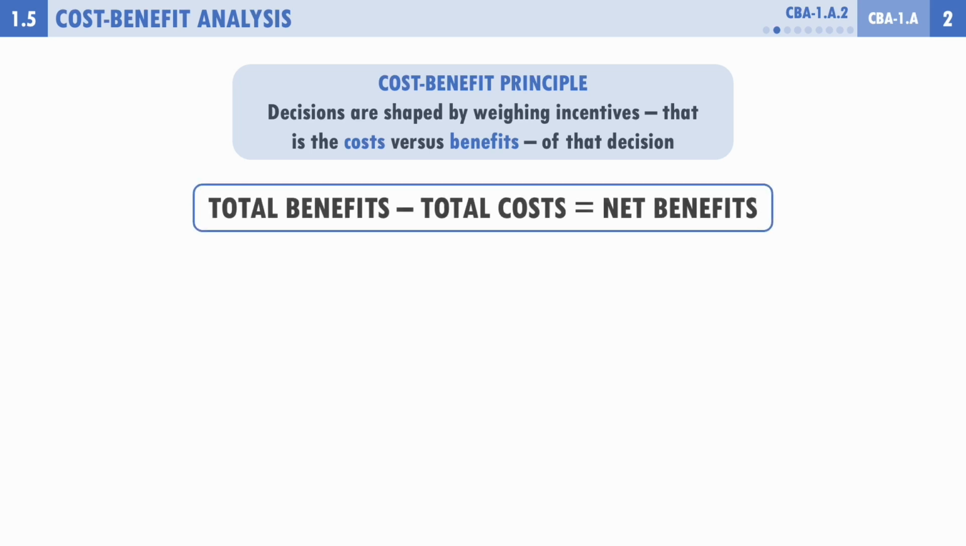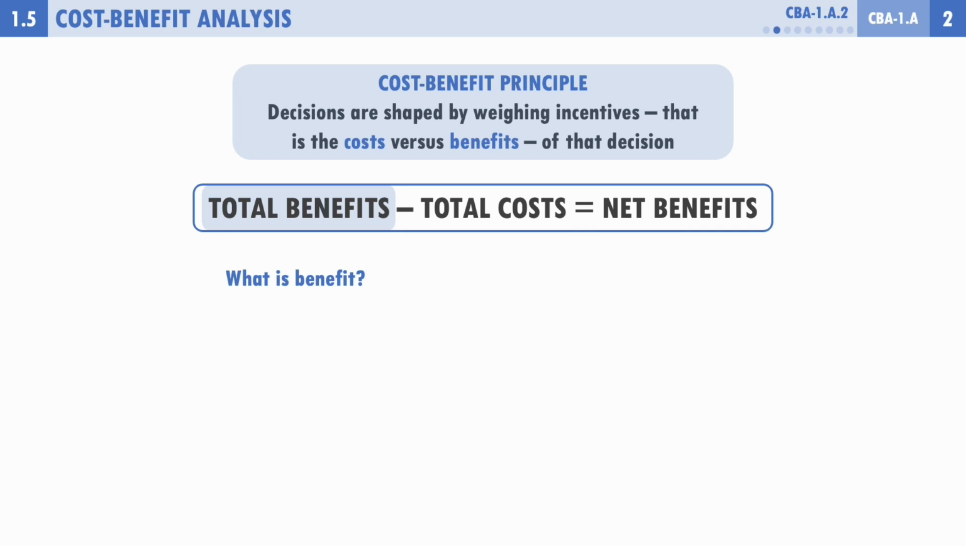Now, we can sort of look at this like an equation for the benefits that a decision provides, and we can look at that by just saying the total benefits minus the total costs are going to yield us the net benefits. Now, we sort of need to break this thing down piece by piece. So let's go ahead and start off by looking at total benefits. And first, we've got to ask ourselves, well, what exactly is benefit?